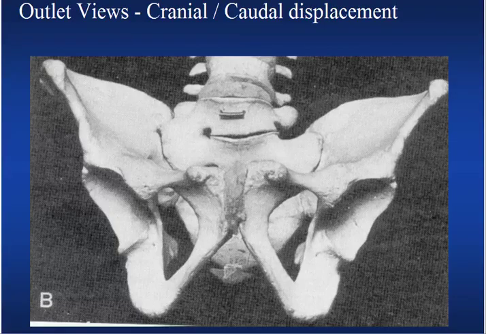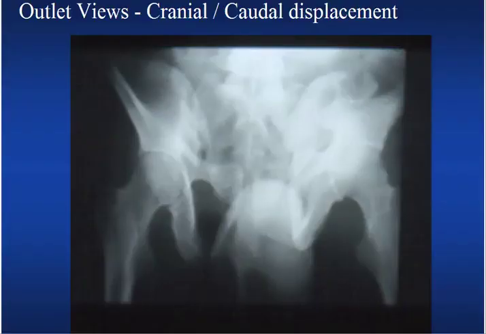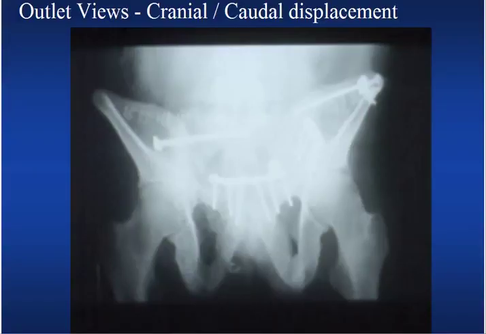For the outlet view, what you're looking for is cranial or caudal displacement of one hemipelvis relative to the other. The ideal outlet view should be taken with the pubic symphysis basically just below the S1 foramens. This is actually a little bit high here. And this is an example of, I believe, the same patient that Dick showed earlier, where you see that this same left hemipelvis is not only anteriorly displaced, but also caudally displaced. So this is a very unstable pelvic ring injury, and here's the same patient post-reduction with a very nice reduction obtained.